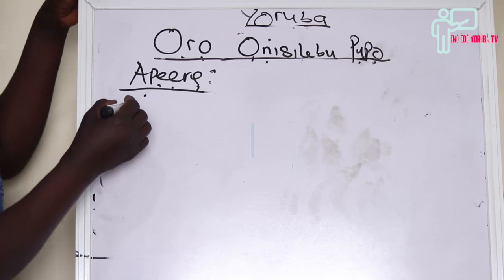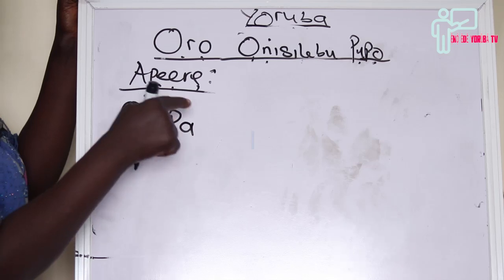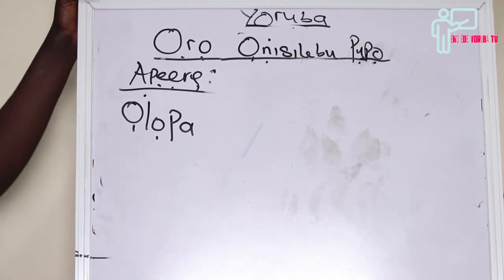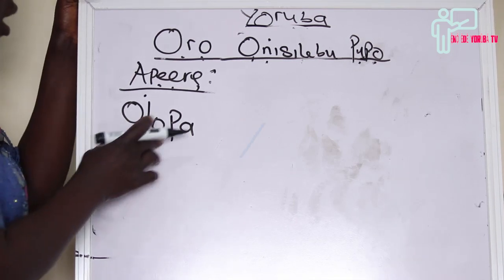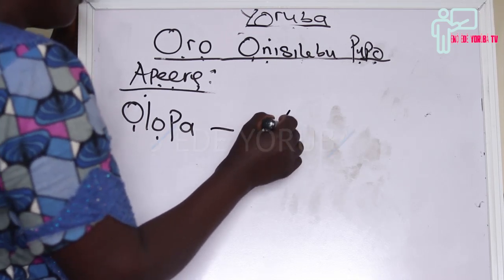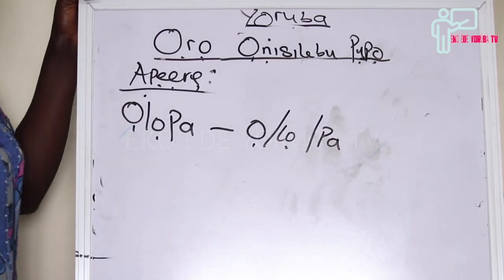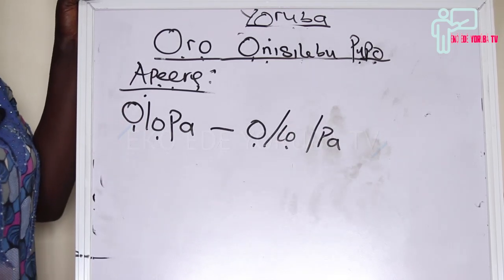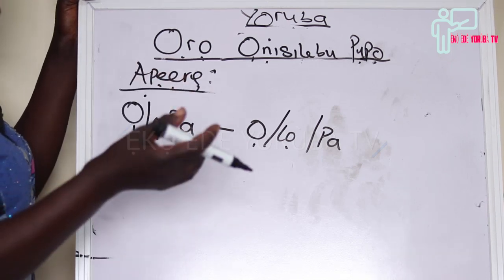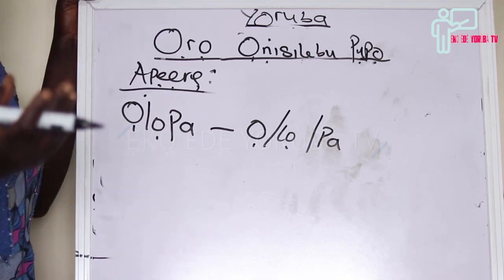Now, ọlọ́pàá. Ọlọ́pàá. Ọlọ́pàá. How many syllables? 3. Ọlọ́pàá. Let's divide it. Ọlọ́pàá, which is police. Police. Ọlọ́pàá. You can see that is the way you call it.